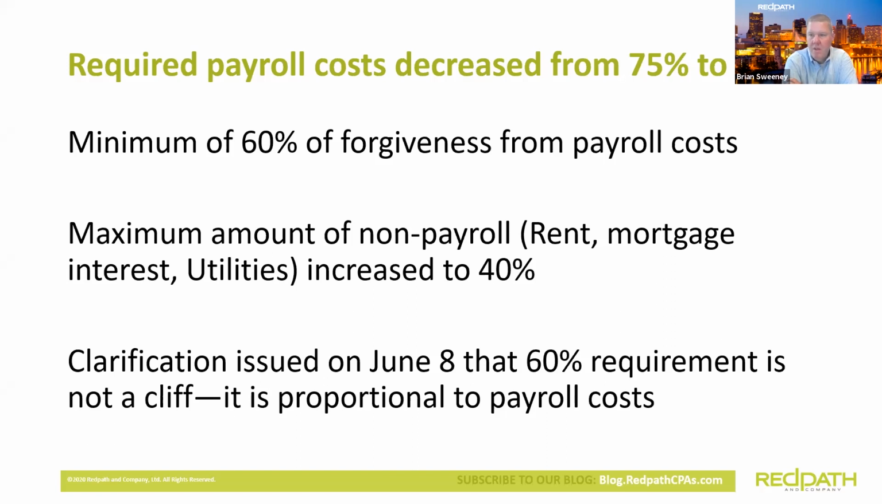Right. So a lot of questions related to rent, mortgage interest, and utilities and what qualifies. Just a couple of things to point out here. Rent, nothing changed there with what qualifies. It has to be a lease agreement or rent agreement in place prior to or on February 15th. Same thing with mortgage interest, and same thing with utilities. Utilities are defined the same as they were previously. So it's electricity, gas, water, telephone, internet, and transportation.